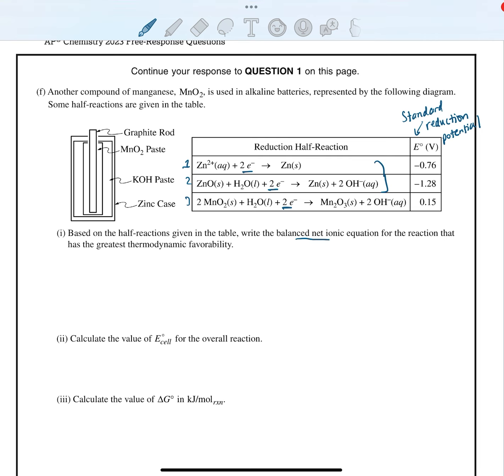So when I'm going to write the balanced net-ionic equation, the one that will be the most favorable, well, I already know that my cathode, my reduction, red cat, is going to be 2MnO2, because remember, this is the only choice I have for the reduction. This is the only one that gets spontaneously reduced because of its positive E value.